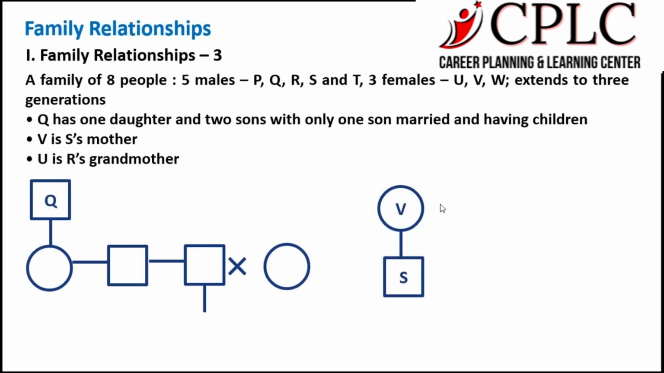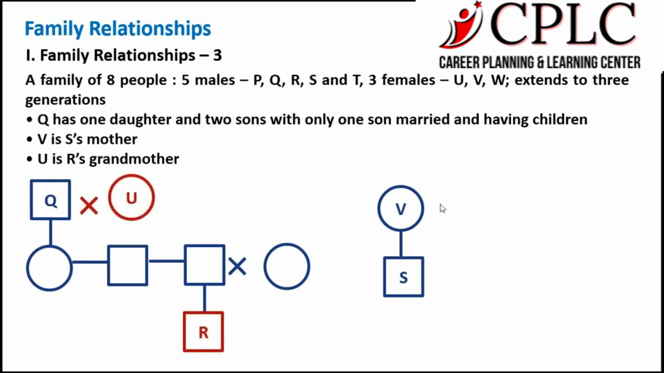Third statement, and this is going to be the decider because this will sort out everything. The statement is U is grandmother, so she's female by default, and because we already know that the family is extending to 3 generations, this tells us that U has to be in the topmost generation, that is, U has to be Q's wife basically. Only then she can be the grandmother, and that means R definitely becomes the grandson.